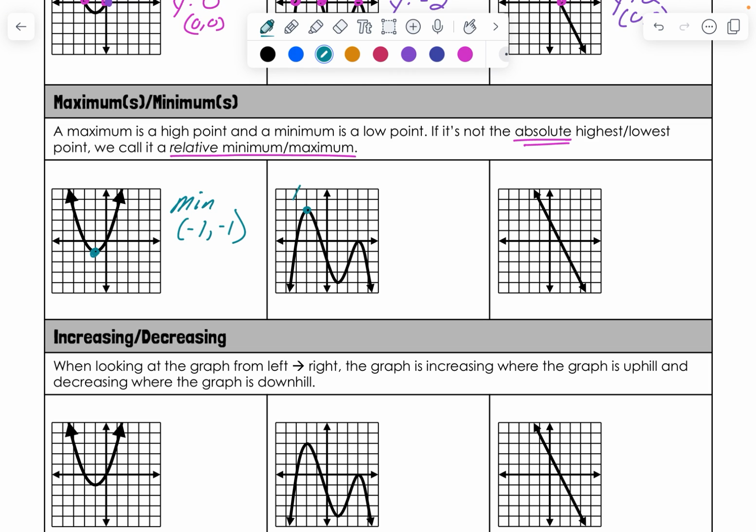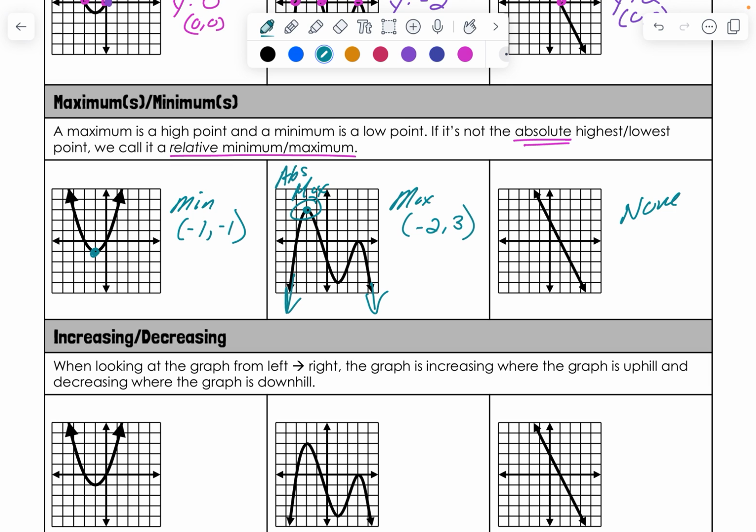Here, this is a max. This is the absolute max. And this is a relative max. And you know what? We're just going to do absolutes. So this one right there. Otherwise, this keeps going down forever, so there is no minimum. That is the maximum. So we're just going to say it has a max at -2, 3.